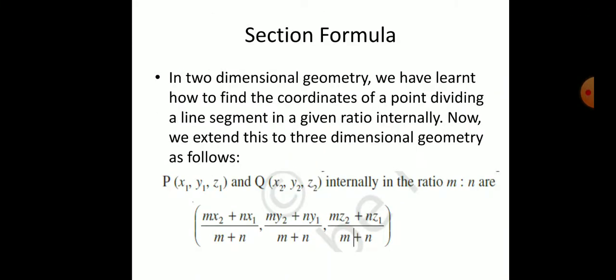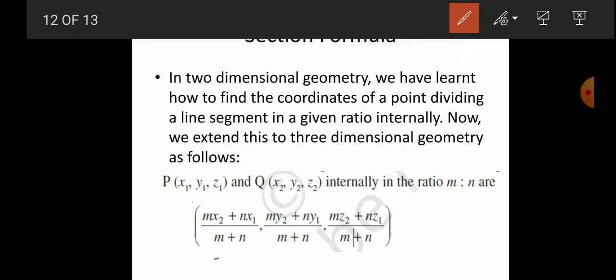Next, the section formula, again a very important topic for this chapter and the last topic. In two-dimensional geometry we have learned how to find the coordinates of a point dividing a line segment in a given ratio internally. Now we extend this to three-dimensional geometry as follows.